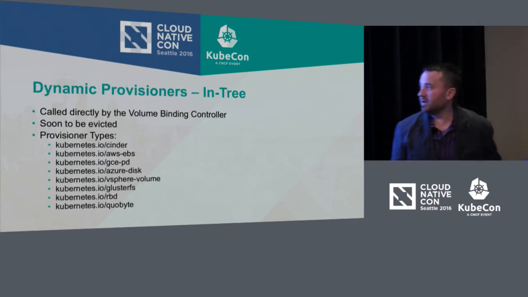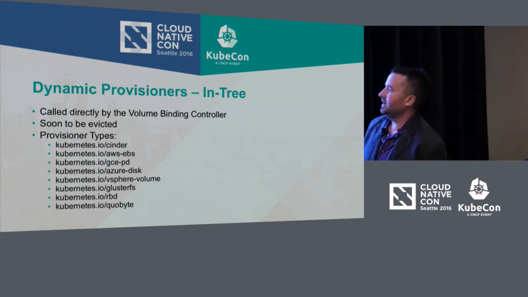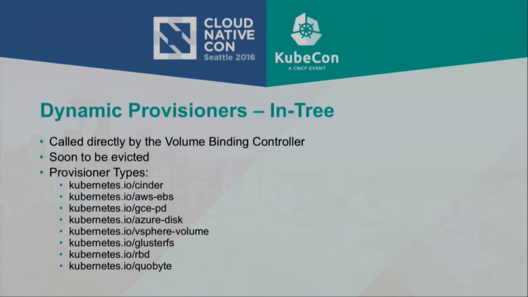So here's a list of our in-tree provisioner types. We have Cinder, AWS, GCE, Azure, vSphere, GlusterFS, RBD, and Quobyte. I'm not sure how to say that. But all this stuff is baked in tree. You don't have to do anything when you start Kube. If you have storage of this type, it's already there. You don't have to stand anything else up.